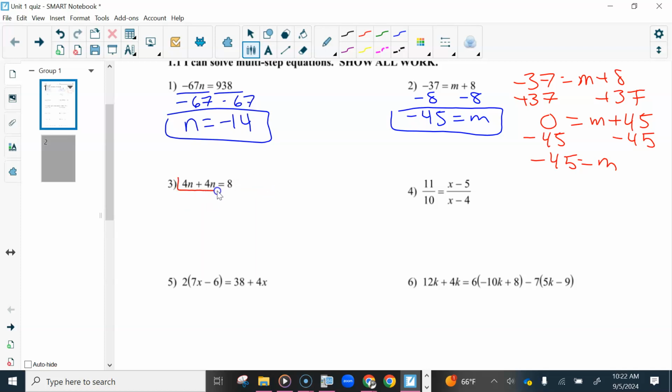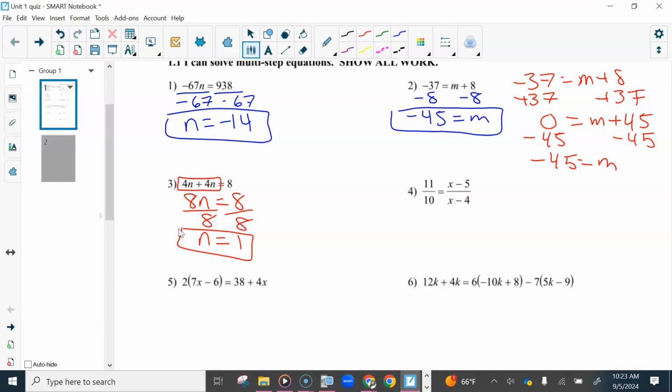What you should have done is combine those two, do exactly what it says, not change anything, not do the opposite, just 4n plus 4n to get 8n. Make sure you're keeping those variables. Anytime you lose them, weird things start to happen. Divide both sides by 8. So that n equals 1.